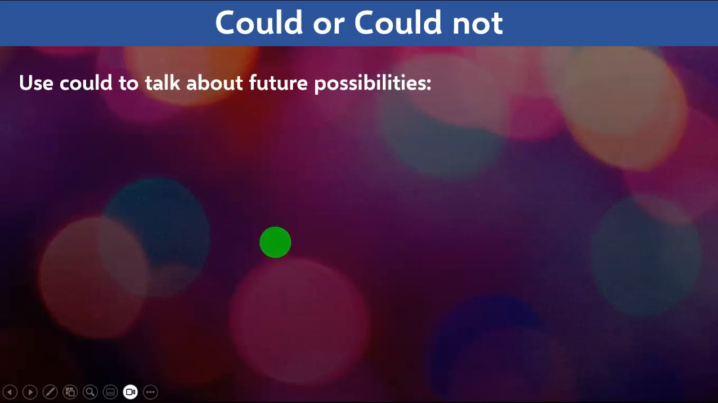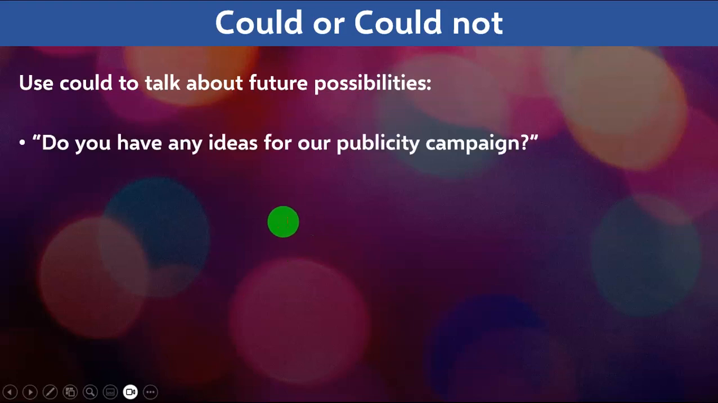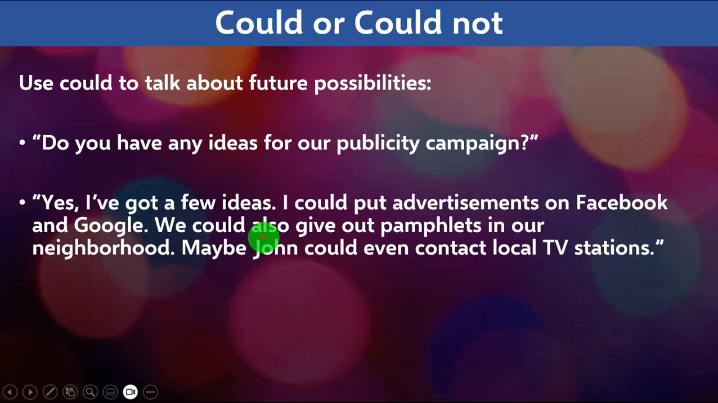Let's move on. You could use could to talk about future possibilities. Question: do you have any ideas for a publicity campaign? Answer: yes, I've got a few ideas. I could put advertisements on Facebook and Google. We could also give out pamphlets in our neighborhood. Maybe John could even contact local TV stations. So you see how could is being used for future possibilities.